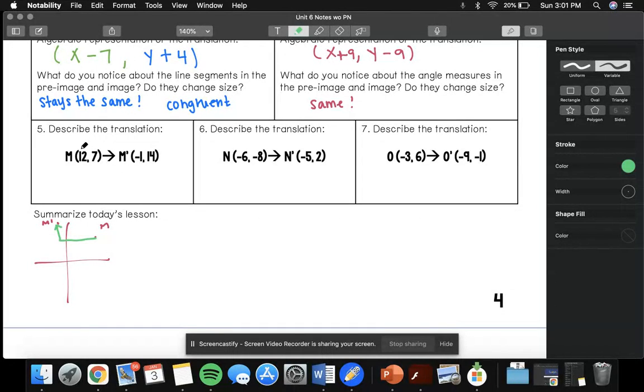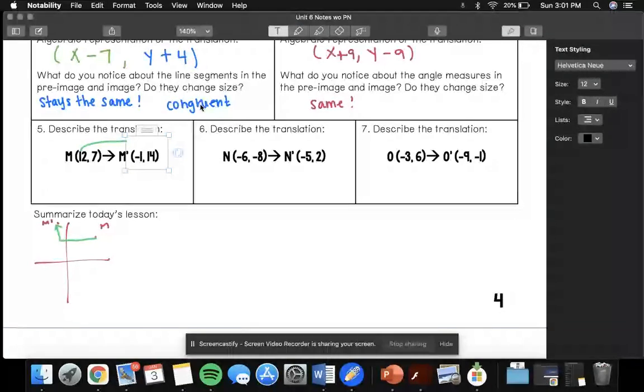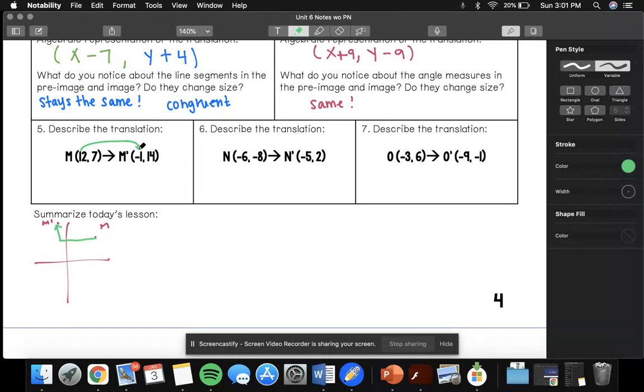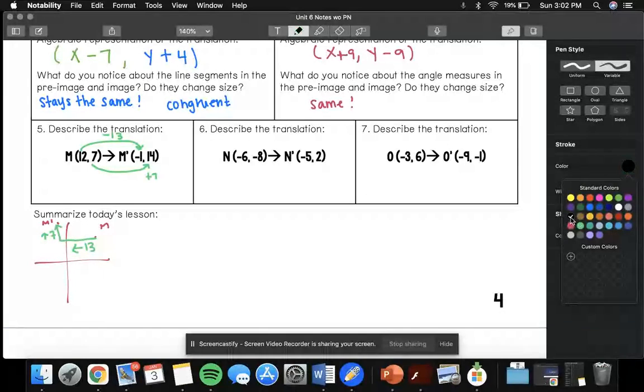So to go from 12 to -1, I can visually see that it does go left. If we find the difference between them, that would be 13, okay? I can visually see that it goes to the left 13. Then I can see that it goes up. To figure out how much we go up, we look at our y coordinates. To go from 7 to 14, it has to go up 7. So the translation would be left 13 and up 7.